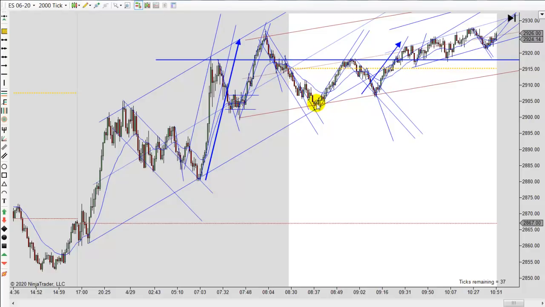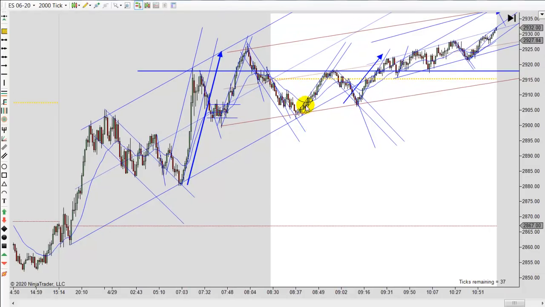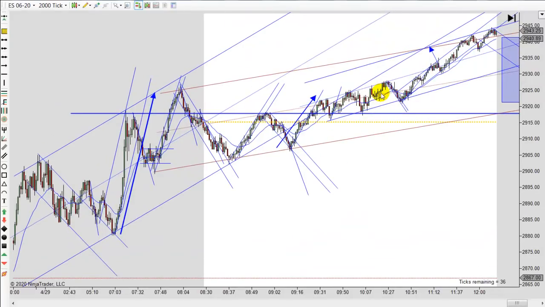Coming back down, might have been 1 or 2 right in here. I don't think I'd have taken any shorts here, but you definitely didn't want to go long there. Going back up, right into here. But then once we got into here, you got this key entry point. You got several trade opportunities off of that one.